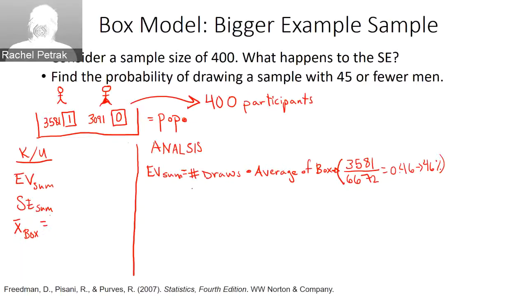So we'll get the expected value of the sum. Our number of draws is 400. And the average of the box, we don't need the percentage at this point. We're just using the proportion because it's the straight average of the box, not the average percentage of the box. So if we take 400 times 0.46, it's 184. And so that's the expected value of the sum of this box.